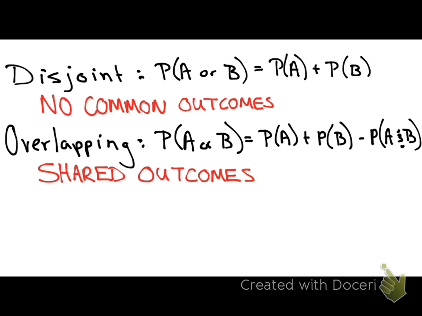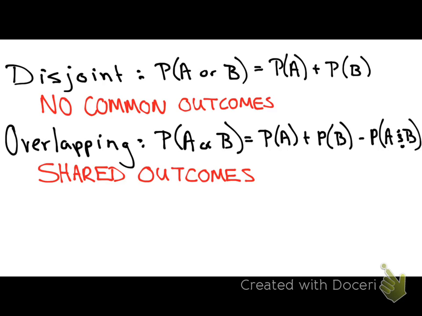Is it possible for me to spin a spinner and land on an odd number and also land on a 4? Can both happen at the same time? No, because 4 is not odd. So disjoint. Is it possible for me to spin a number less than 5, event A, and also to spin a 3? Yeah. So those are overlapping.